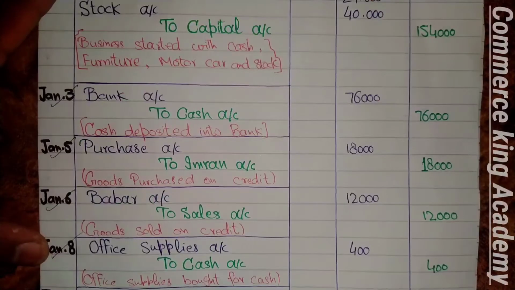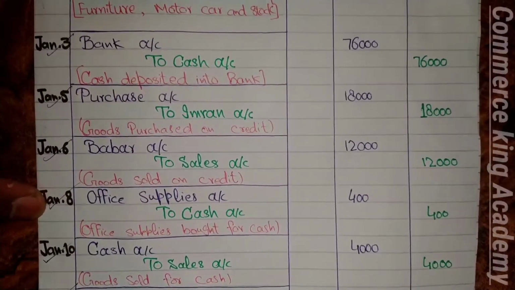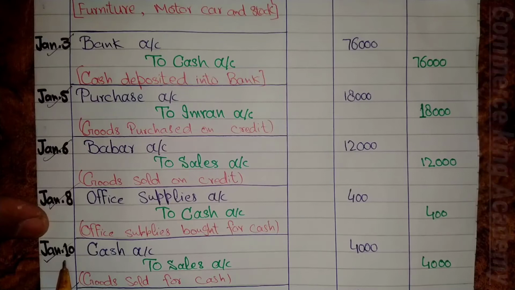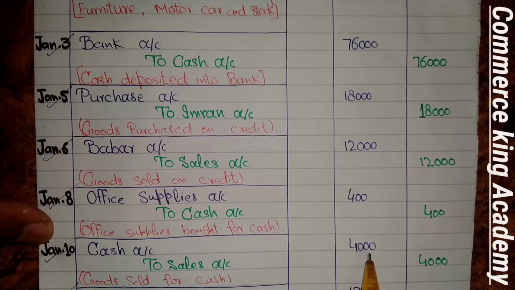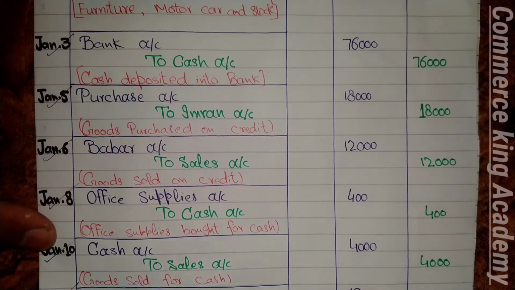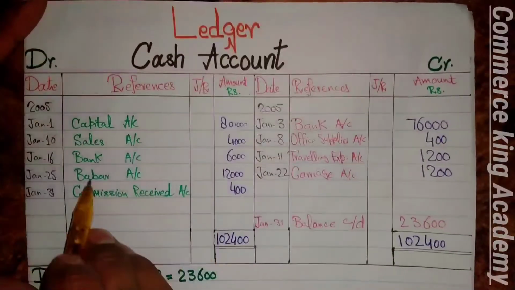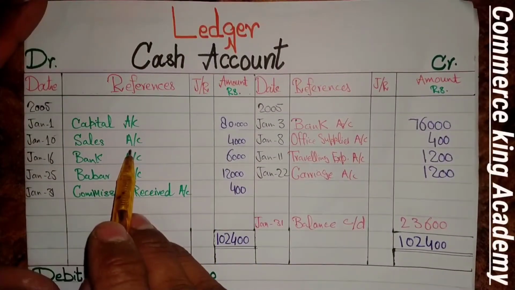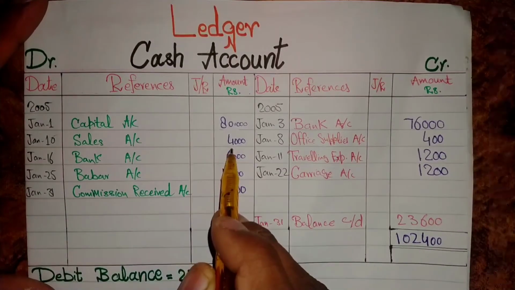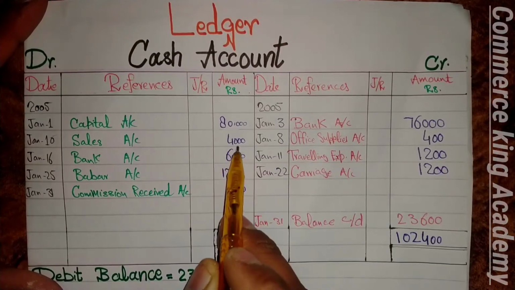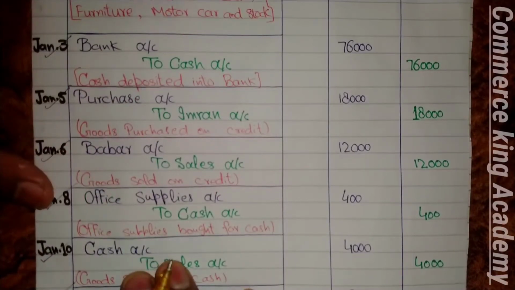After that we have our next cash account entry on Jan 10th, am I right? So Jan 10th, cash account debited by sales account with amount 4,000 rupees. Are you okay? We will write here the opposite name of cash account, which is sales account, and enter the amount of cash account, which is 4,000 rupees, right? After entering this transaction, now we will move ahead.